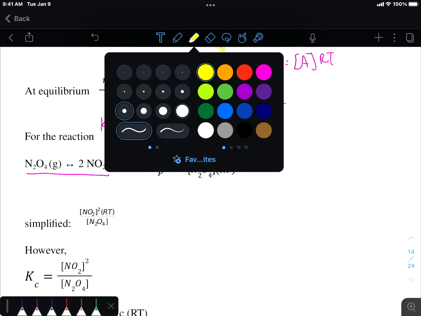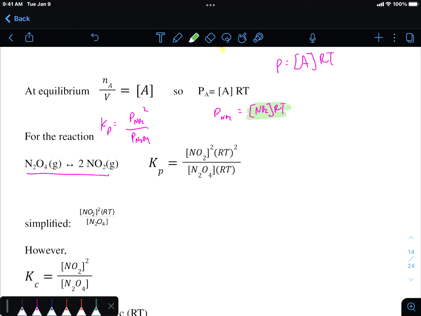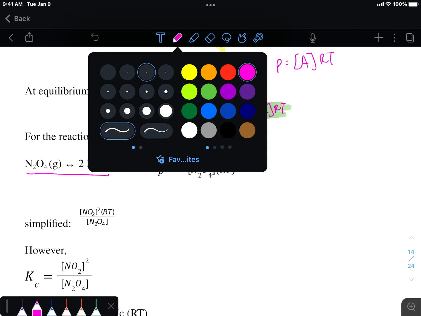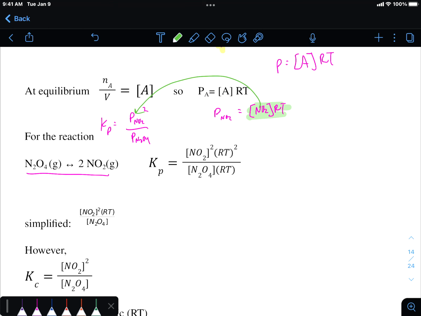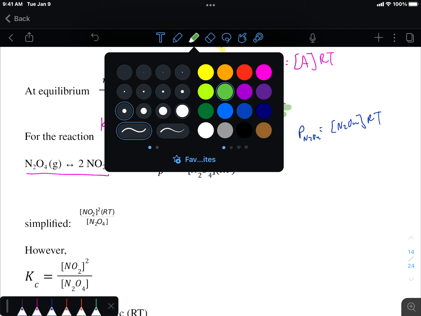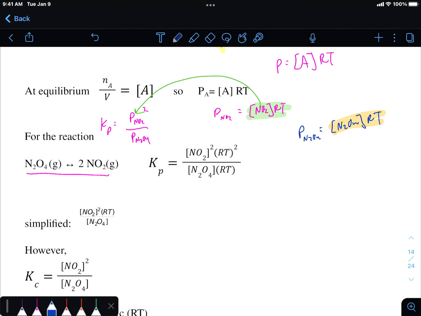So this is substituted in for that. What about the P of N2O4? P of N2O4 would be equal to the concentration of N2O4 times R times T. And that would be substituted in. And the result of substituting that in gives us this. Okay. But this is still a little messy. It can be cleaned up a little bit.